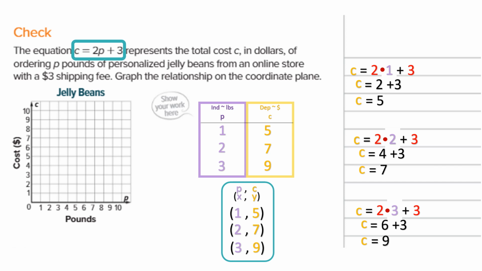That tells me my ordered pairs, but now I need to plot them. So let's plot them. My first ordered pair is (1, 5). So I'm going to go over to the 1, right? So we're going to run, and then I want to jump up to the 5. My second ordered pair tells me to run forward to the 2, and then jump up to the 7. And then my final one says to run over to the 3, and then jump up to the 9.